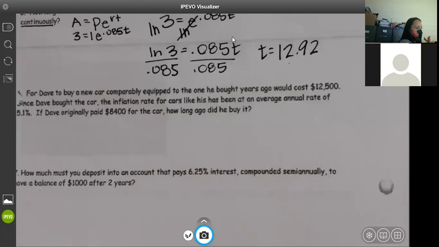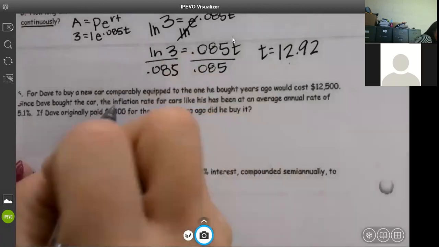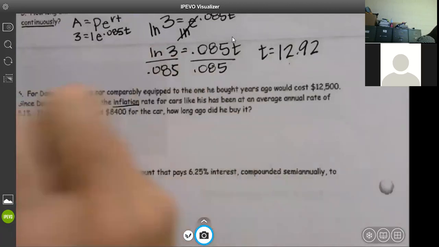All right. So compounded continuously and compounded quarterly, those will tell you. Half-life is going to be any kind of isotope, any kind of scientific, and the rest of it's going to be growth or decay. Got it? All right, so this one's going to be growth or decay. We said it's inflation, so it's going to be growth.